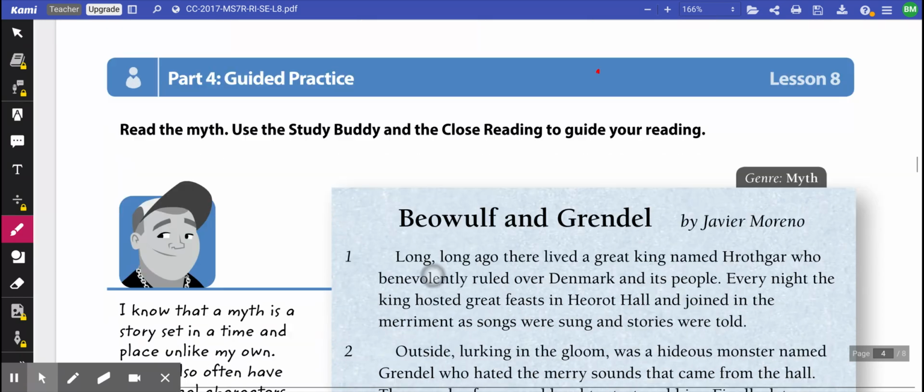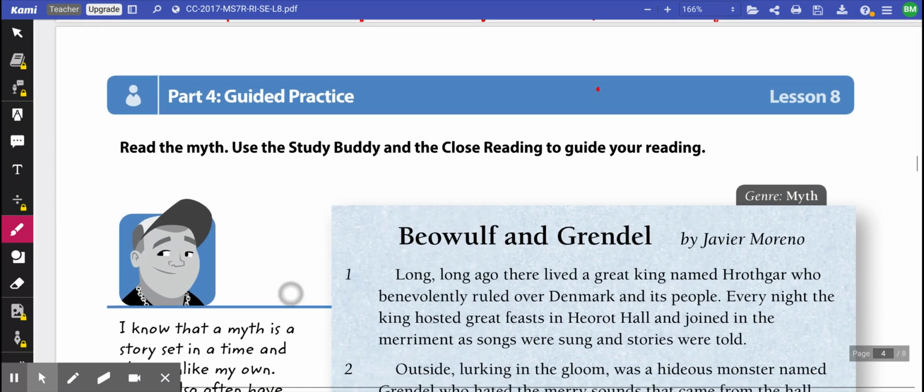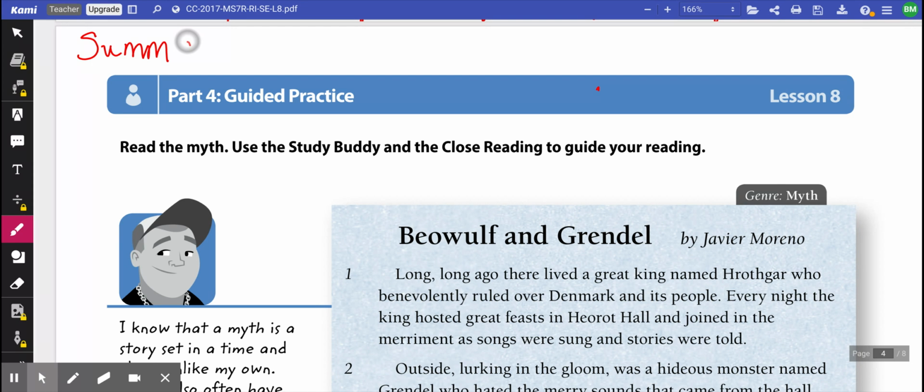Okay, so the first thing we have to make sure we do is at the very top of our page, we're going to do what we've been doing, and we are writing. Remember, I write it, you write it. We are writing that we are still summarizing literary texts.